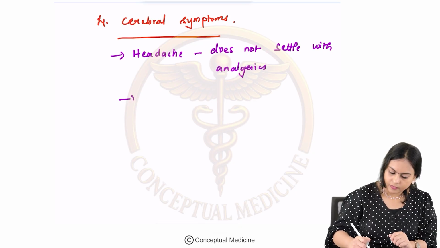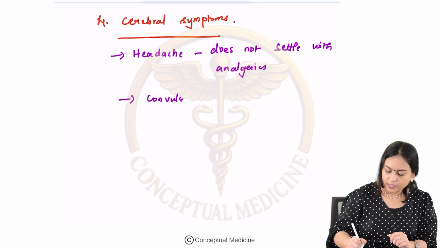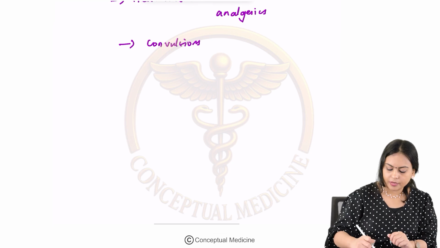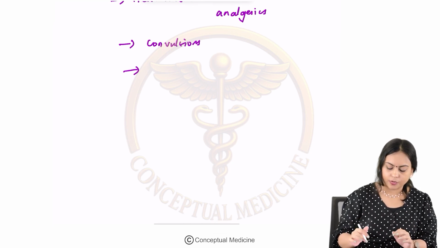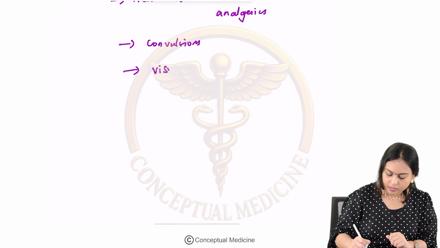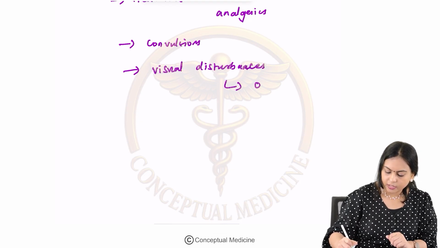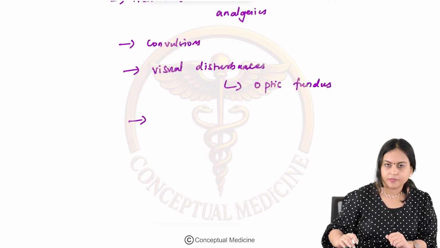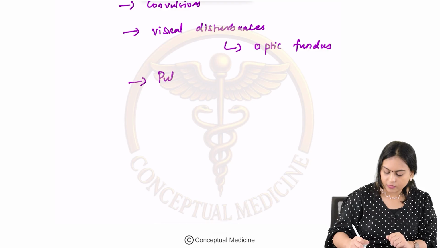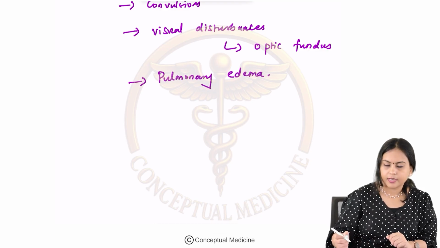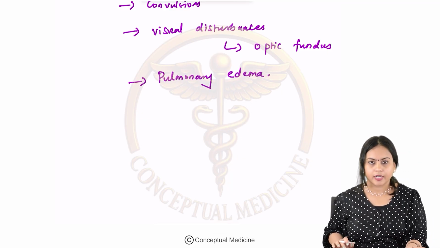And then convulsions can also occur. Remember, the other causes of convulsions have to be ruled out, and most importantly, you will be able to see visual disturbances due to change in the optic fundus, and sometimes pulmonary edema can also be seen. Clear? So, these are the signs of end organ damage in preeclampsia.